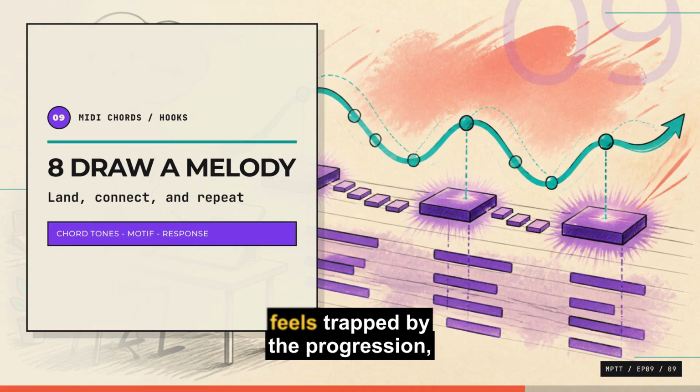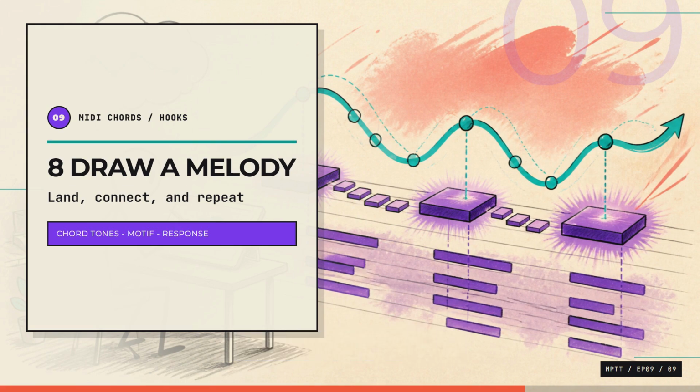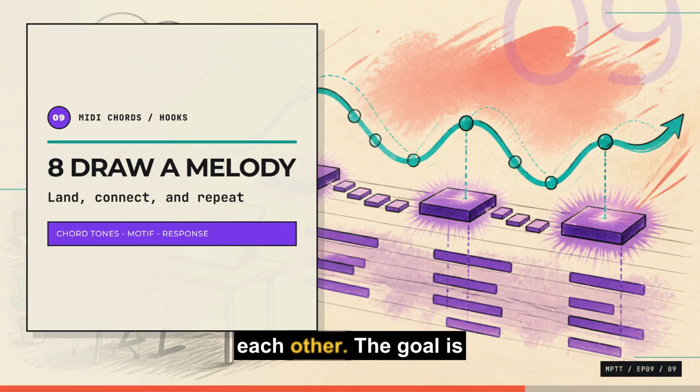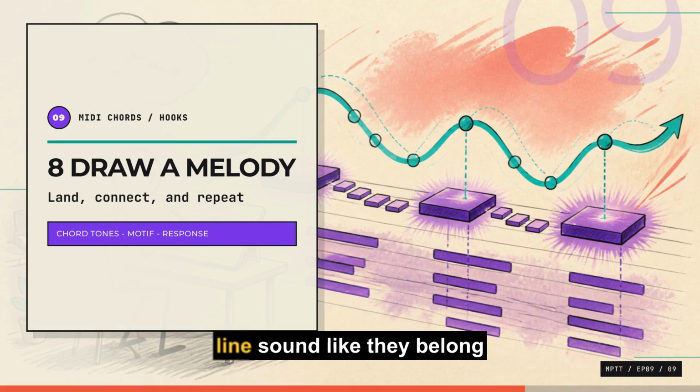If the melody feels trapped by the progression, reverse the process. Move one chord to support the best melodic note. Melody and harmony can lead each other. The goal is not to prove that the chords came first. The goal is to make the vertical harmony and horizontal line sound like they belong to the same musical thought.